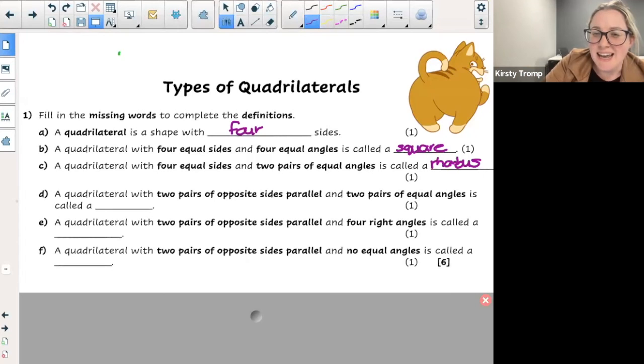All right, Azande. Azande, are you ready for D? Yes, ma'am. Awesome. A quadrilateral with 2 pairs of opposite sides that are parallel and 2 pairs of equal angles is called a. Azande, where did you go? Are you there? Hello, Azande, can you hear me? Yes, ma'am. Have you got D for me? No, ma'am, I put up my hand accidentally. I don't know the answer. All right, no problem.